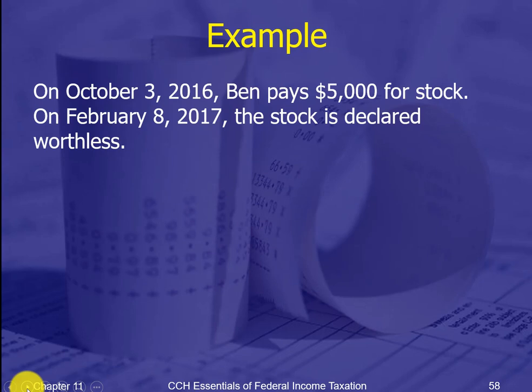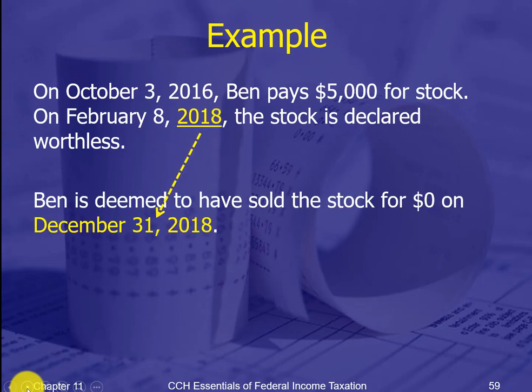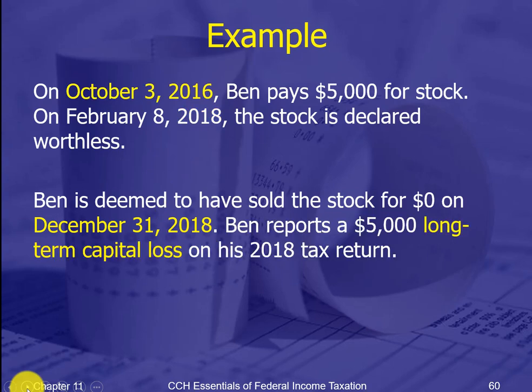So we pay for stock that is declared worthless. Change that to 2018, and we sold the stock for $0 on December 31st, 2018. That's how you should report it. That's what a worthless security is: you basically can't sell it. It's not worth anything. So you'd have a long-term capital loss on your return. Of course, you could only use 3,000 of that, but if you have 5,000 you can carry over the other two.